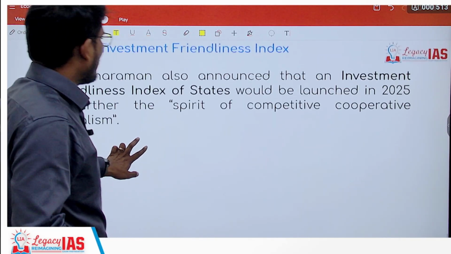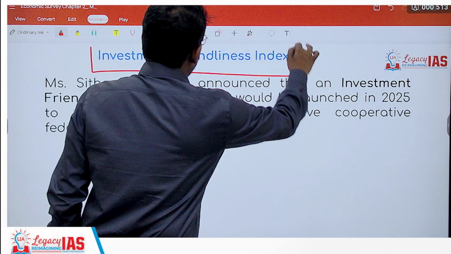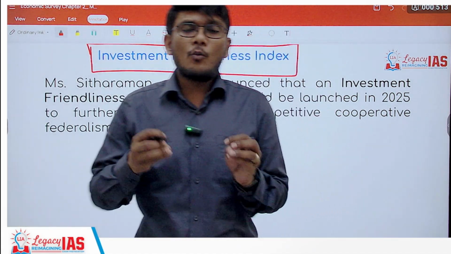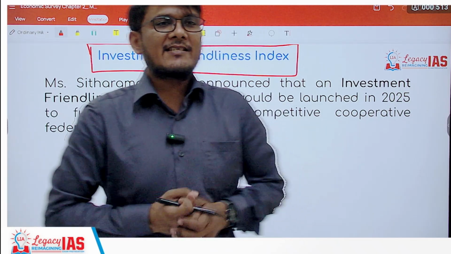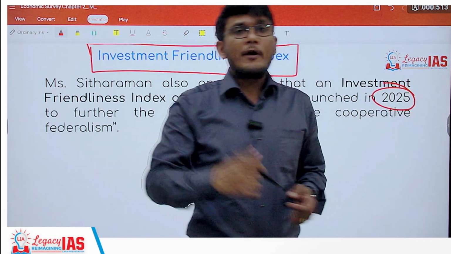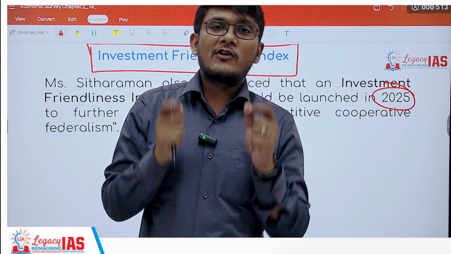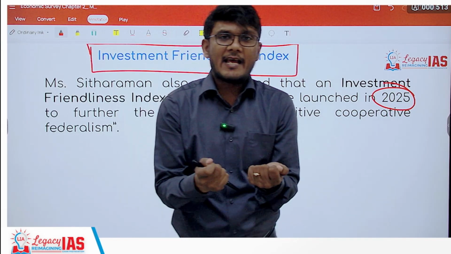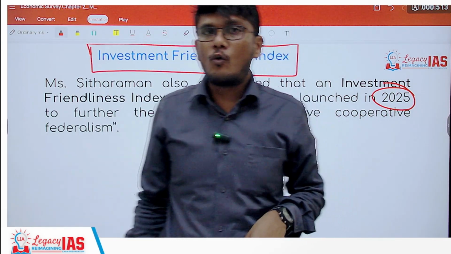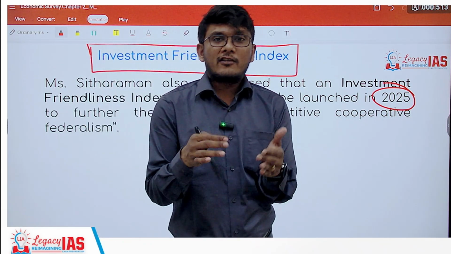Now, last but not the least, I think one of very good steps taken by the government, it has said that it will come up with a state-wise investment friendliness index. Means it is going in 2025 itself. Means it is going to rank different states with respect to how friendly they are when it comes to investment. And this additional information will do what? Will attract people to states which are more friendly.